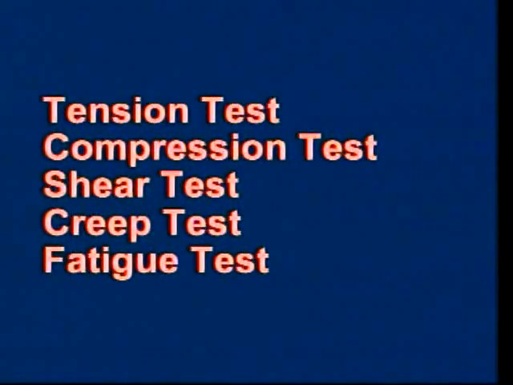Hello students, today we will discuss the topic testing of materials. Testing of materials is mainly intended for maintaining the quality of the final product. The purpose of these tests is to find various mechanical properties, and at the same time we can detect surface and internal defects also. We are going to cover destructive tests like tensile test, compression test, shear test, creep test and fatigue test.